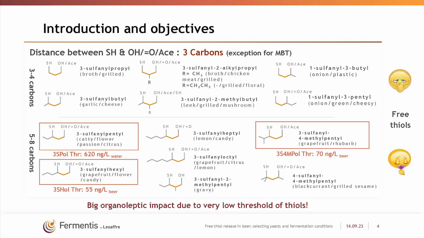And depending on the size of the chain, depending on how long the molecule is, you have different perceptions of the thiol flavors. If you have a short chain, you may have garlic, cheesy, onion-like flavors, not so enjoyable in a nice hop-forward beer. But if you have a longer chain of thiols, then you have very aromatic compounds with a lot of tropical aroma linked to them, such as passion fruit, citrus, grapefruit, flower, blackcurrant, etc. So very, very enjoyable flavors.